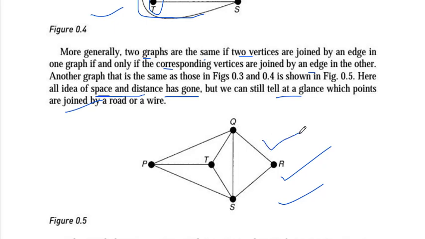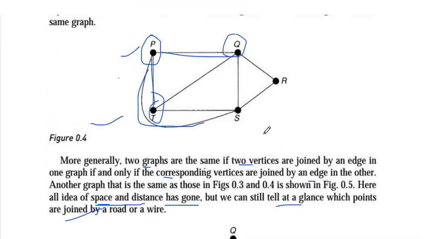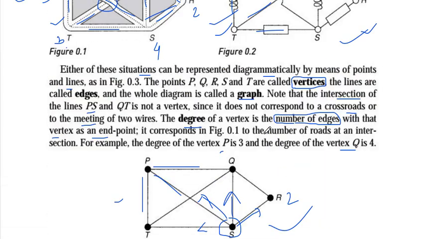So here we have discussed five different figures that represent the same graph. It does not depend on the distance between them, the space between them, or whether they are straight or not. So these are all the same graph.